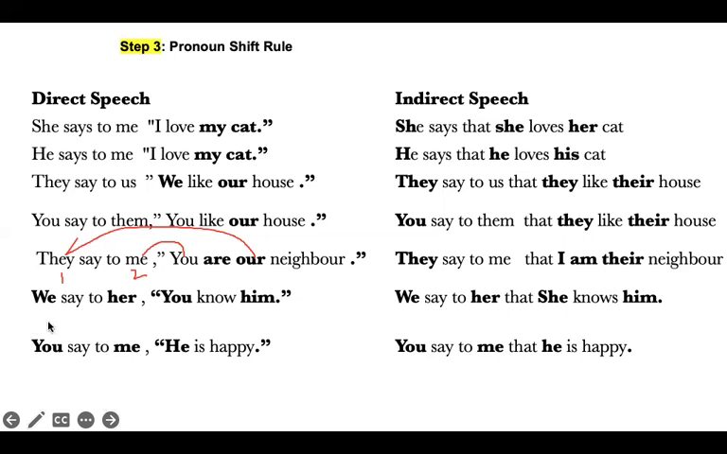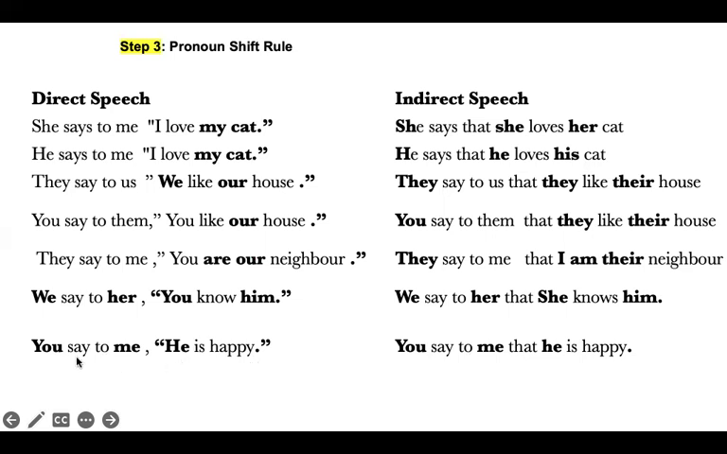And let's clear this up. We say to her, "You know him." We say to her that she knows him, him remains. As we said, there's no change in the third person.